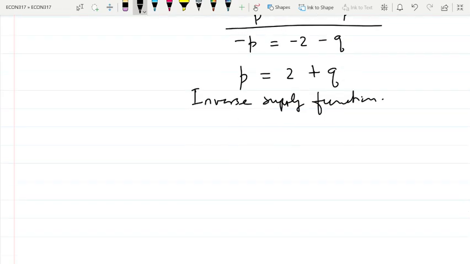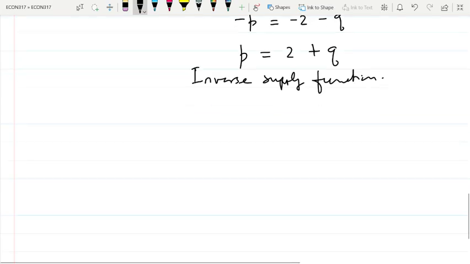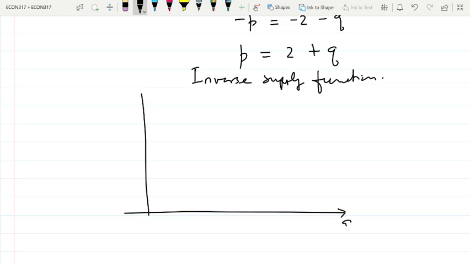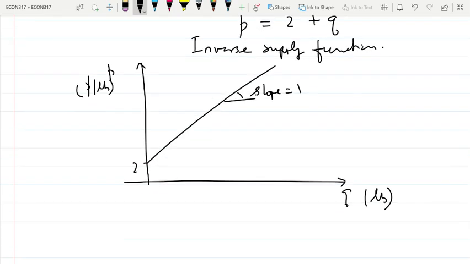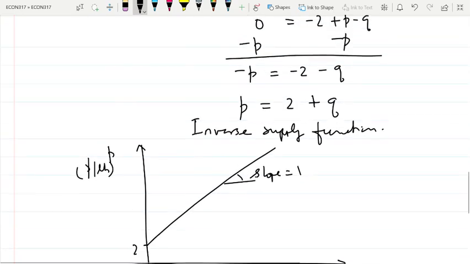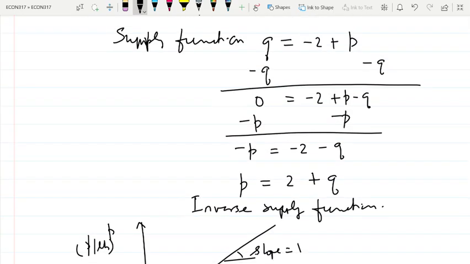And maybe I will draw a graph for the inverse supply function as well. So I have price on the vertical, quantity on the horizontal. Dollars per pound is the unit for the price, quantity is in pounds. So we have vertical intercept 2, slope is 1, so that's a straight line. And the supply function has positive slope, which is what we observe here. So if I am given a supply function, we can find out the inverse supply function.